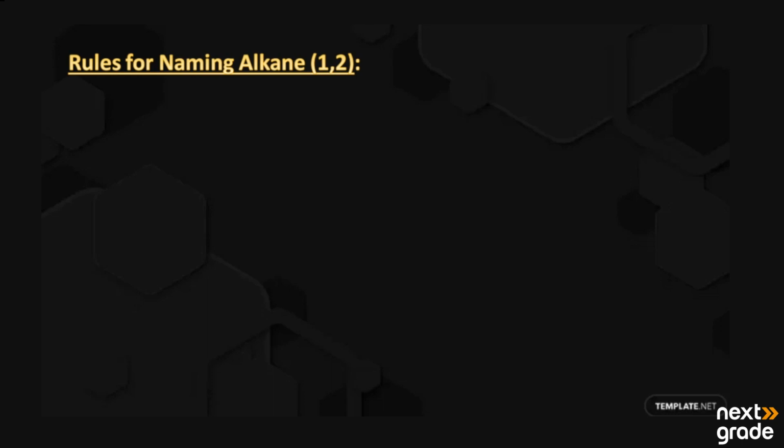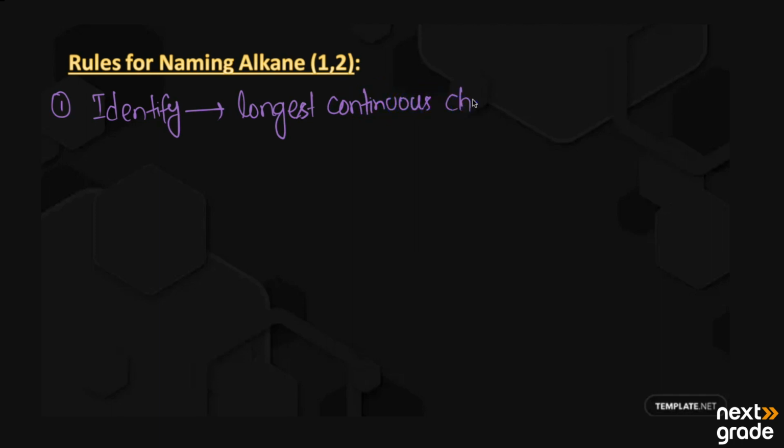So let's start from rule number one, the naming of the alkane. The first rule is simple: you need to identify the longest continuous chain. That chain must have the maximum branches. It must have the maximum substituents, or the maximum branches, and these branches are known as its substituents.